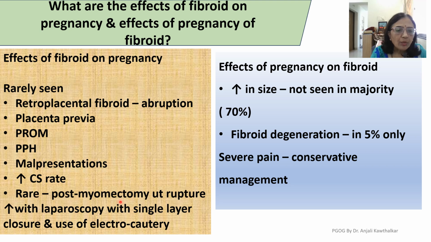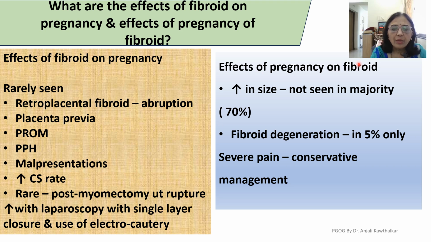Rarely, in a post myomectomy case, there can be a uterine rupture, and especially it has been seen that whenever laparoscopic myomectomy is done, and if single layer closure is done and excessive use of electrocautery for hemostasis is used while doing laparoscopic myomectomy, that increases the risk of uterine rupture in subsequent pregnancy.